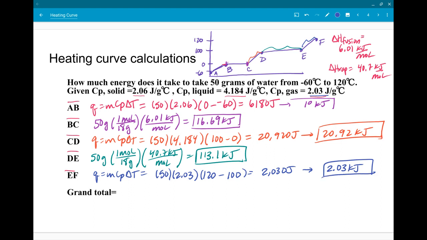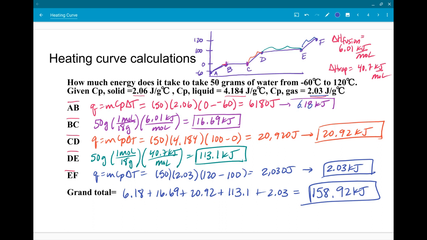Okay, so to figure out that total amount of heat, we would actually have to add these all together. So it'd be the 6.18 plus 16.69 plus 20.92 plus 113.1 plus 2.03 to find my total answer, which I found to be 158.92 kilojoules.